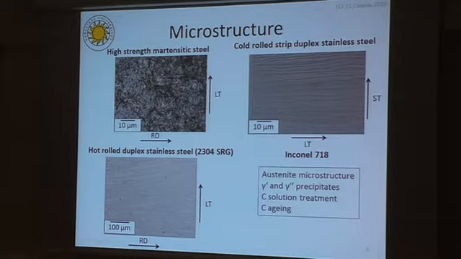For the cold rolled duplex stainless steel, the microstructure consists of a brighter phase, which is the austenite, and a darker phase, which is ferrite. The specimens were taken from the full thickness of the cold rolled material of 1 millimeter along the rolling direction. For the Inconel 718 grade, unfortunately we can't show the pictures. However, the microstructure consisted of austenite and gamma prime and gamma double prime precipitates.